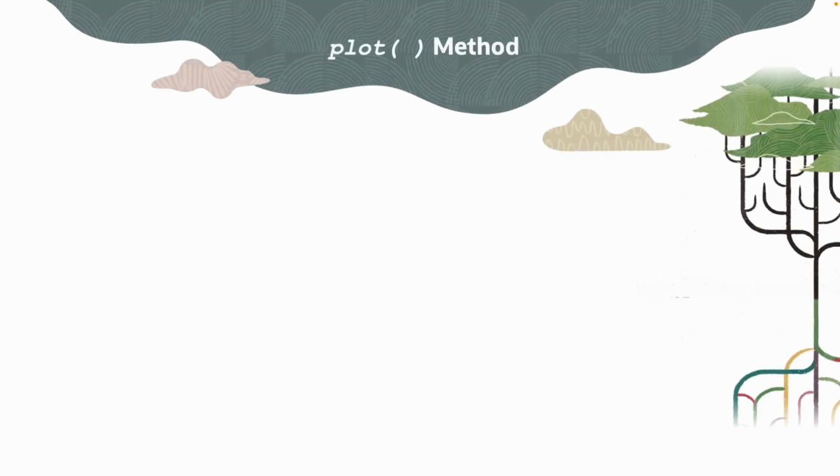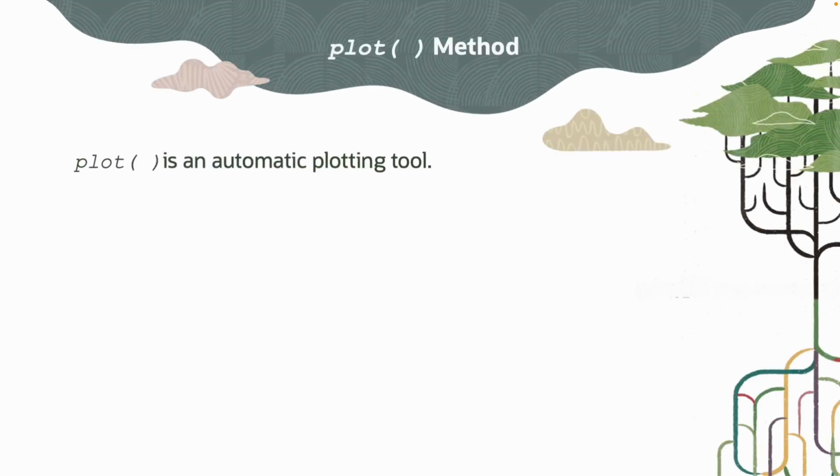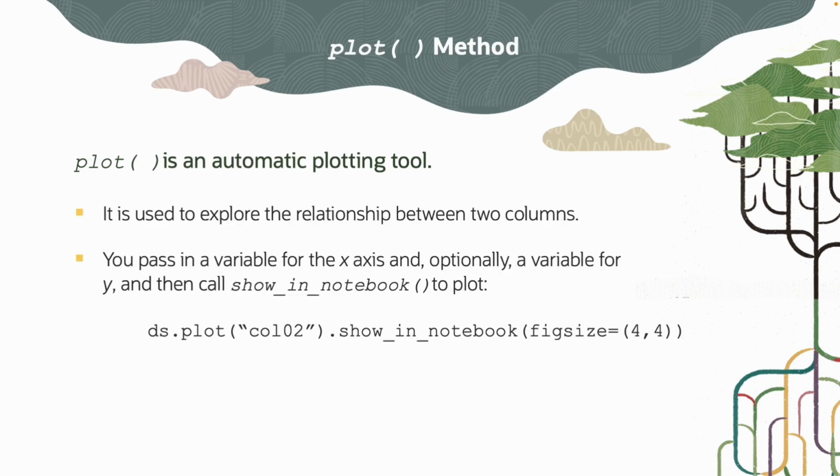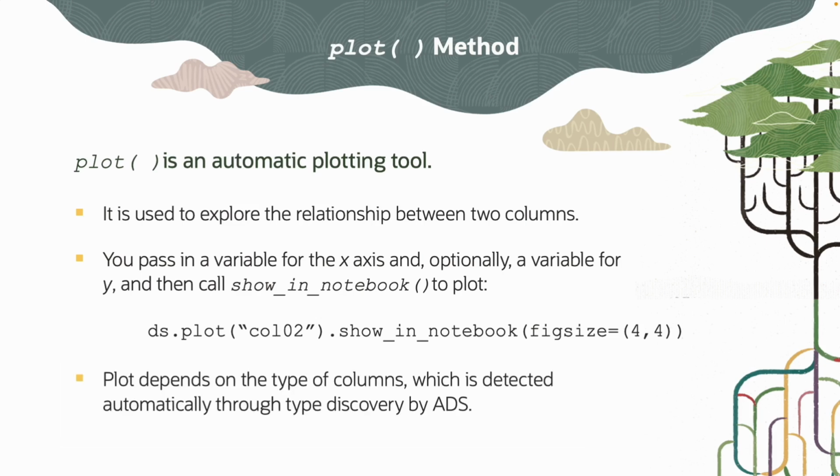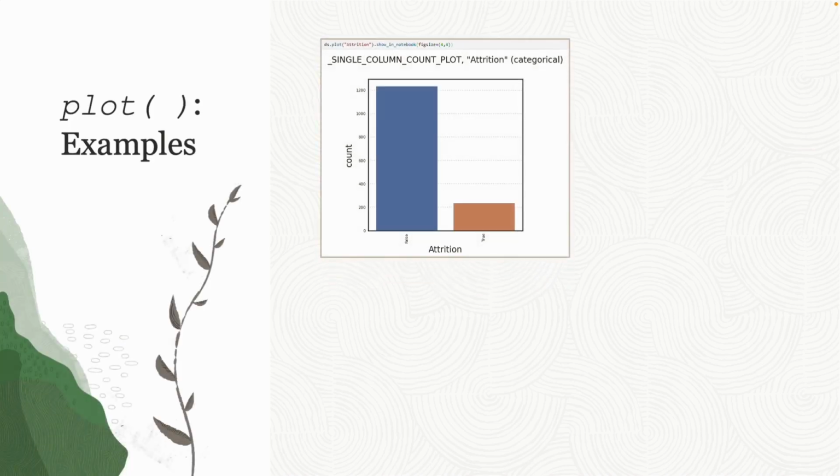If you are interested in exploring the relationship between two columns, you can use the plot method. The plot method is an automatic plotting tool. You pass in a variable for the x-axis and optionally a variable for y, and then call the show in notebook method to plot. The type of plot that ADS generates depends on the type of columns, which is detected automatically through type discovery. Here are a few examples of the plot method in use.